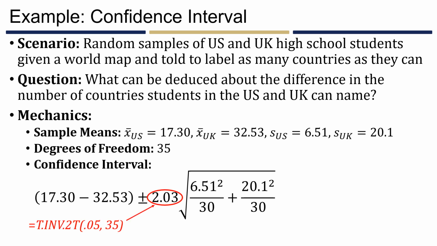Notice that we could have also found the critical value by using the T.INV.2T function in Excel. Because we want 95% confidence, we're leaving out 5% total, and we have 35 degrees of freedom. That function would have also given us our critical value of 2.03.